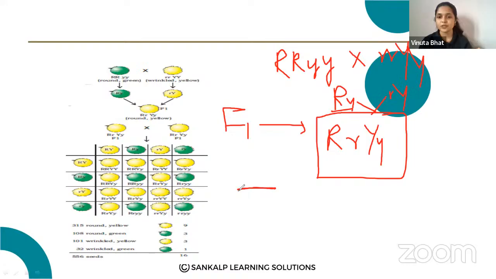Let us take the F2 generation. What happens in the F2 generation? F1 into F1 means F1 plants were cross-pollinated.